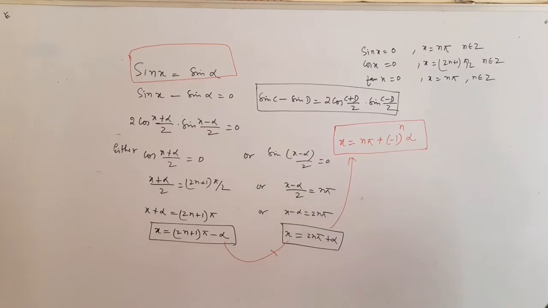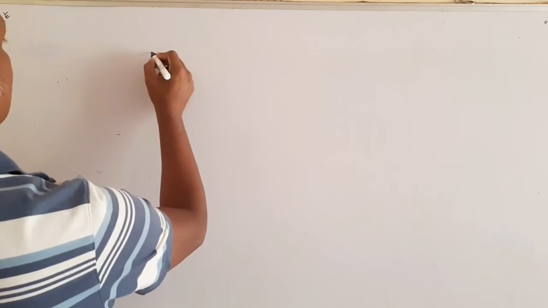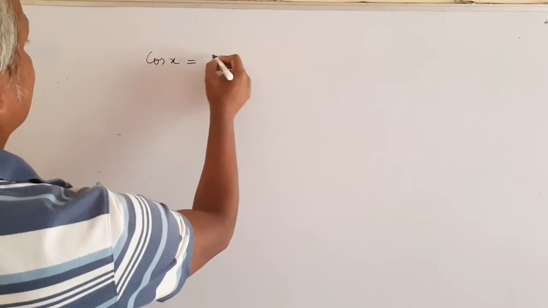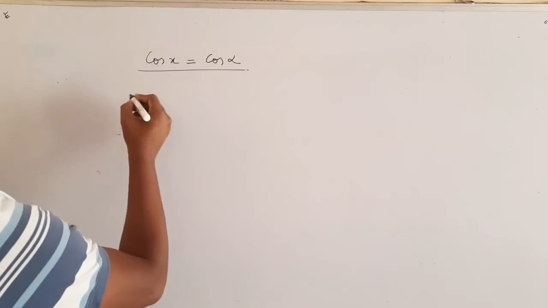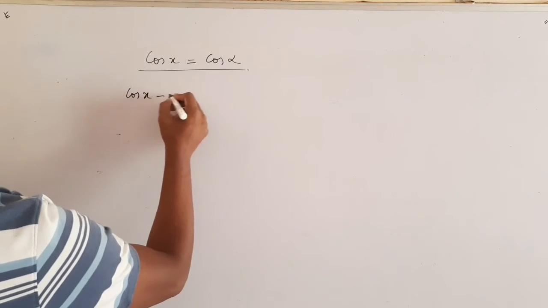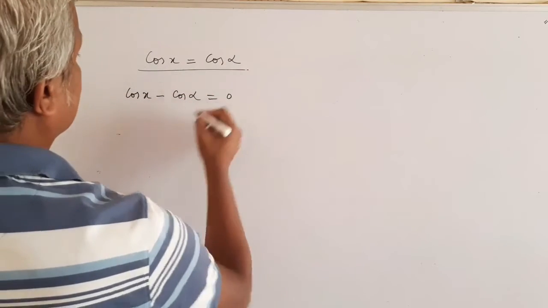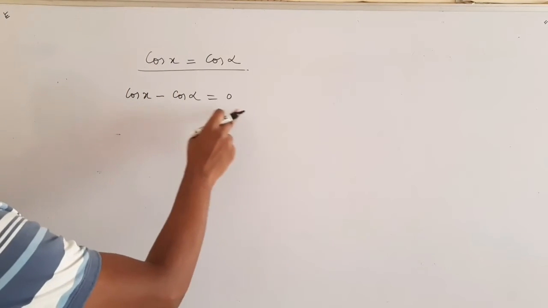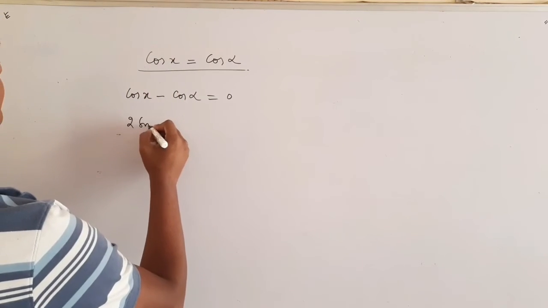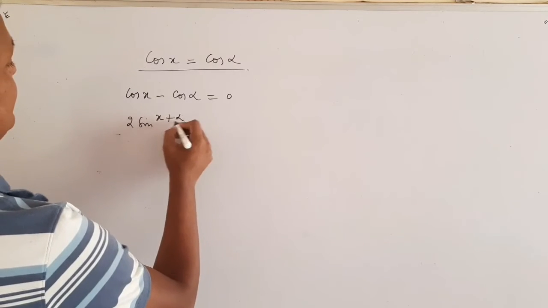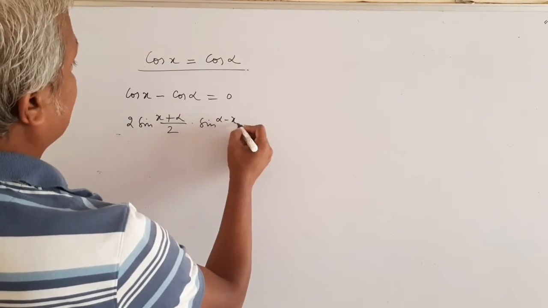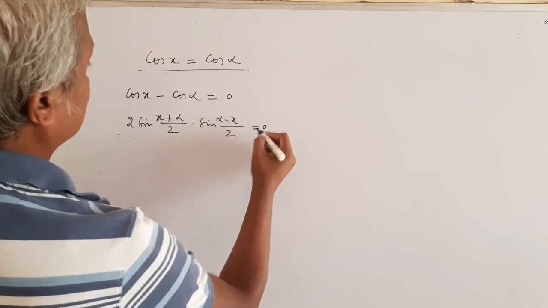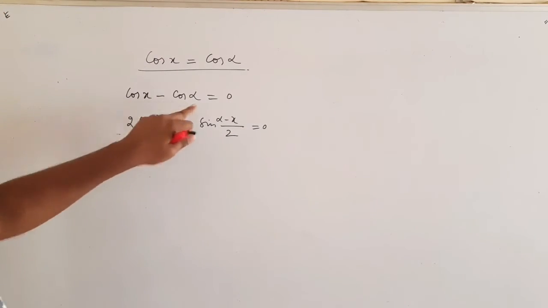Now after clearing this, I will solve another equation, that is cos x is cos alpha. Now how to do that? The same way, cos x minus cos alpha is 0. So if you try to solve this, you'll get 2 sine (x plus alpha by 2) into sine (alpha minus x by 2) equal to 0. This is the formula for cos C minus cos D.